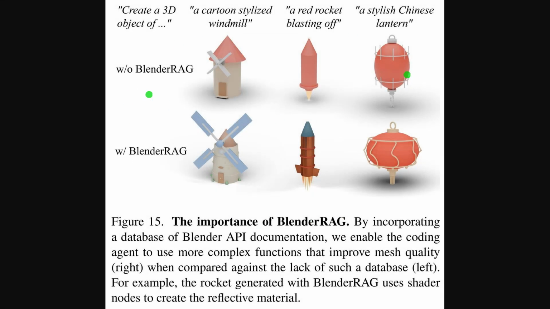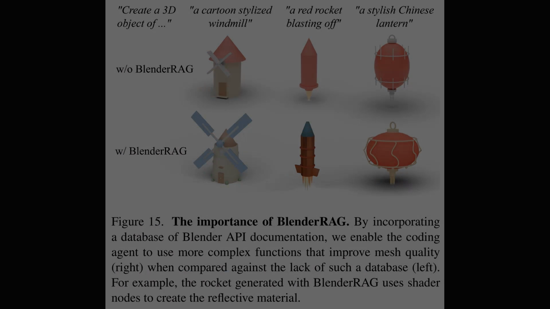Moving to this comparison, the top row shows outputs without the retrieval database, while the bottom row shows results with the Blender RAG knowledge. Notice how the windmill, rocket, and lantern gain richer geometry and materials when retrieval is enabled, including multi-part blades, layered rocket bodies, and detailed lantern struts. The key message is that retrieval unlocks complex Blender functions, so the coding agent goes beyond simple primitives and produces higher quality, more expressive meshes.